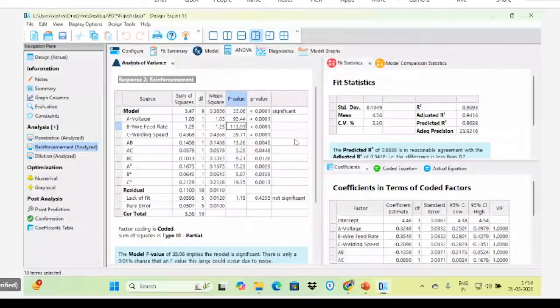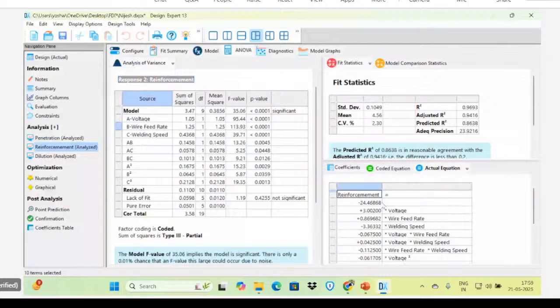To influence the reinforcement, you can change the wire feed rate slightly, and reinforcement can change rapidly. So it is very important to know which factor is dominant and which factor is influencing which output. And again, this is the reinforcement equation. We get the reinforcement quadratic equation that we can use to calculate the intermediate values.